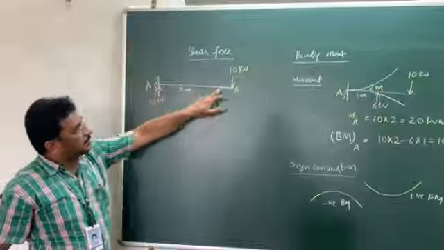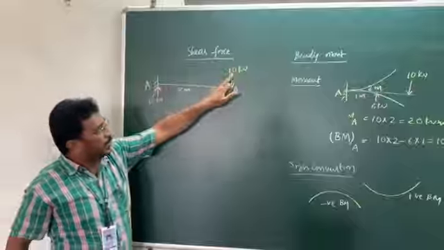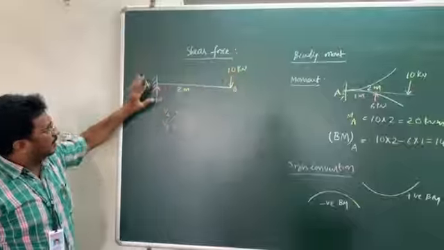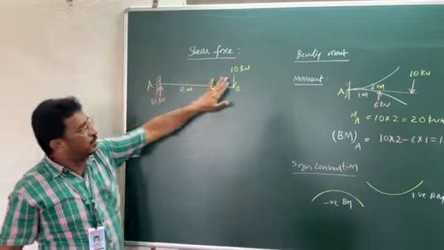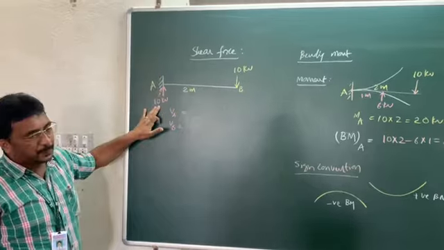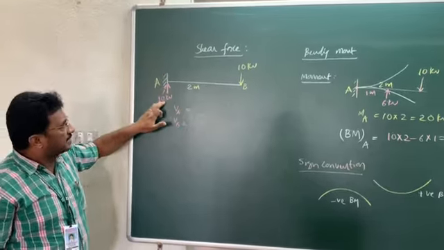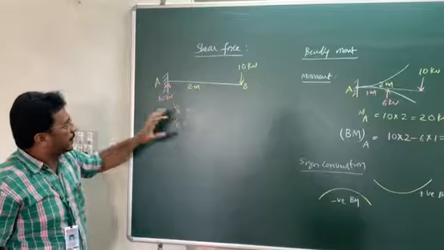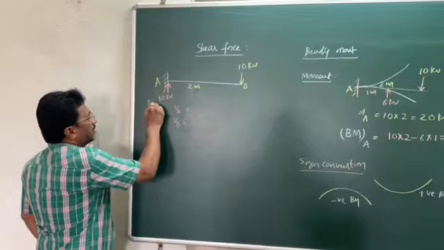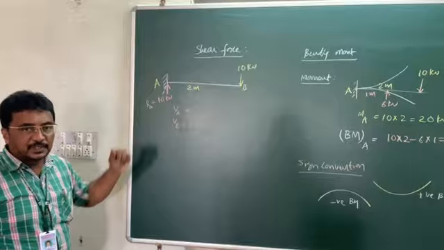Because the entire beam is subjected to only one load, and the entire beam is having only a single support. That is why the total load has to be taken care of by this support only. Therefore, the reaction at A is equal to the external applied load. Therefore, the reaction at A is equal to 10 kilonewtons. But what about the shear force at A?